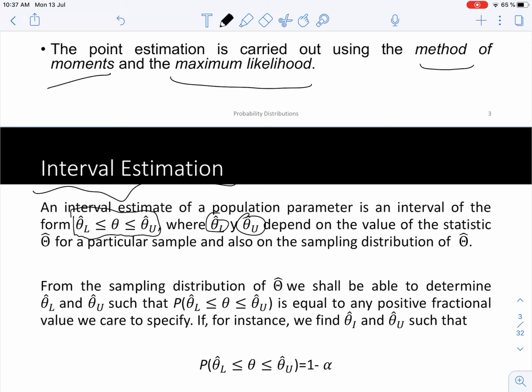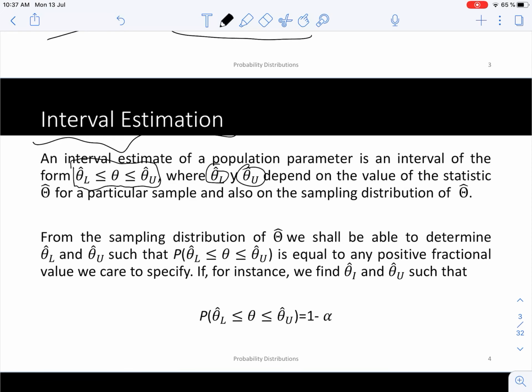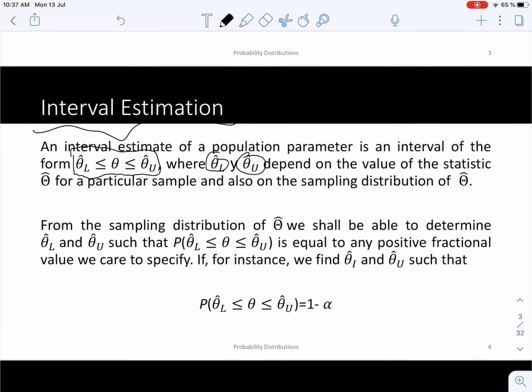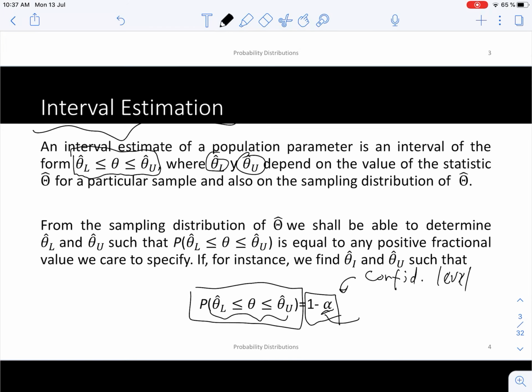Now, there is an important concept when we define these limits, this confidence interval. That's what we're going to call them, confidence interval. And the concept that is critical is the confidence level. The confidence level refers to the probability that the parameter is included in the interval. It's 1 minus alpha. This is what we call the confidence level, and alpha will be the level of significance.